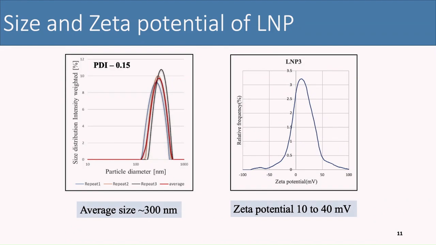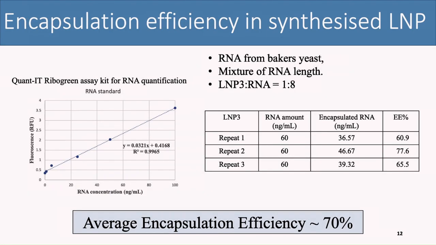But the size range is very good. It's very tight. The PDI is only 0.15. The zeta potential is around 10 to 40. So the idea is hopefully they will not agglomerate. That's the range that we are getting. And so here are the very preliminary results of this.